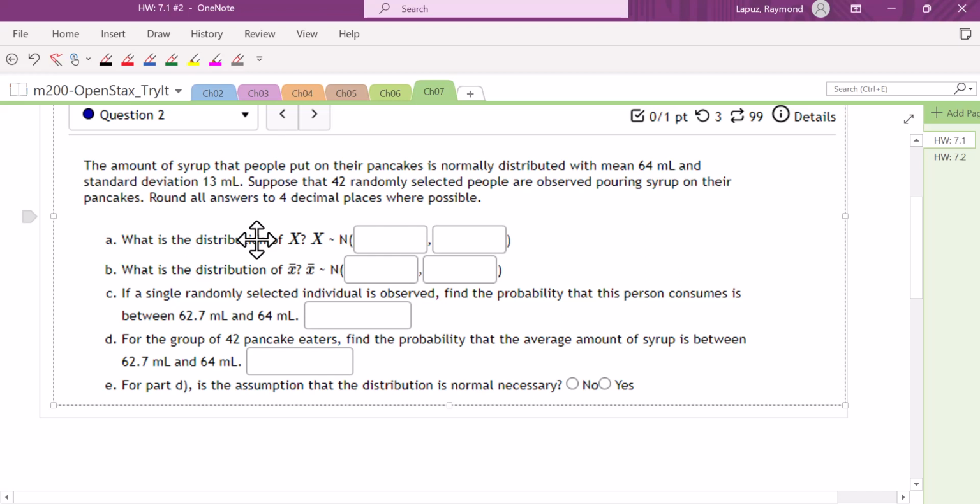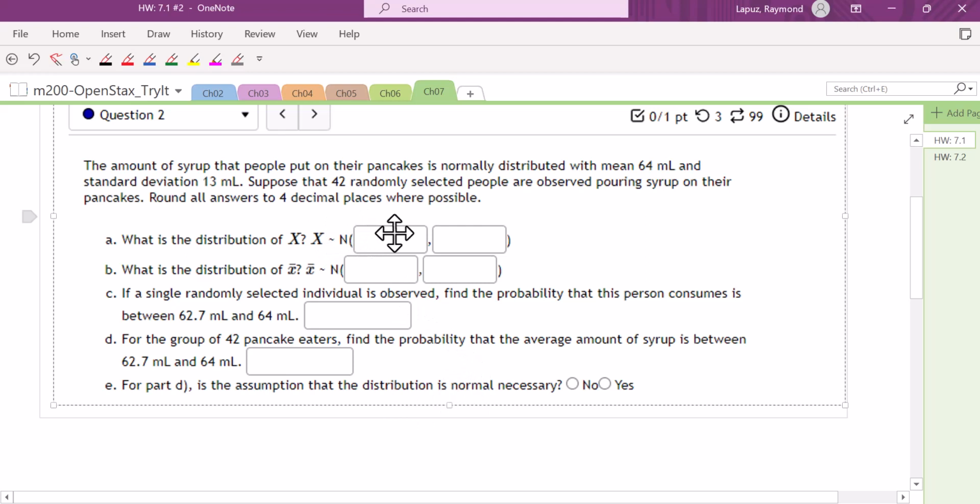So they want the distribution for X, the distribution for the mean, and then they want a couple of probabilities, and then they want to know if the assumption of normality is necessary.